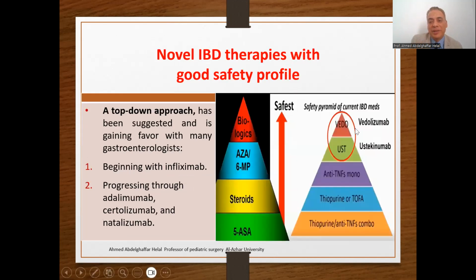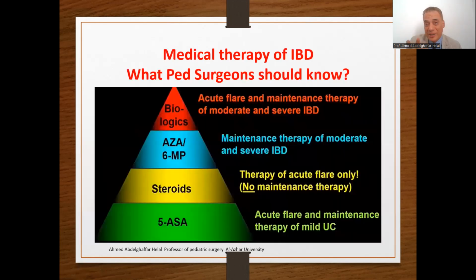As we see, the newer categories of drugs have a higher or good safety profile than the older ones. Some pediatric surgeons suggest what's called a top-down approach in the treatment: start with infliximab and then go to other drugs, starting with the strongest one to get rapid results of treatment. So to summarize, medical treatment of IBD: what the pediatric surgeon should know.